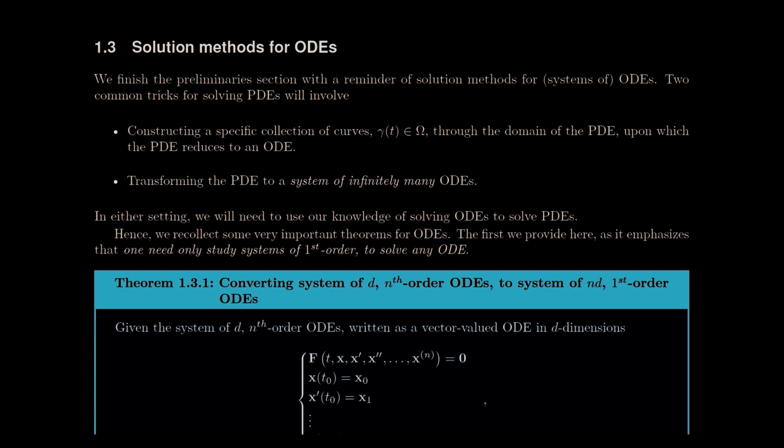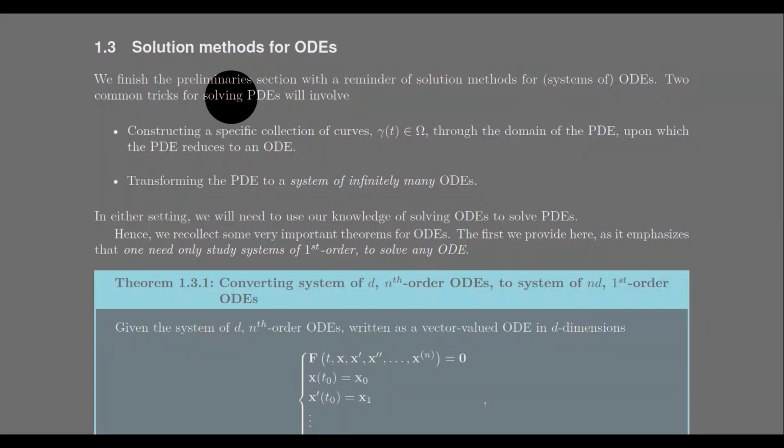Okay, so why are we covering this? Well, it turns out that when we solve PDEs, almost always the way we're going to solve PDEs is by constructing a specific selection of curves through the domain of the PDE upon which the PDE reduces to an ODE. So since this is a curve, it only has one independent variable, right? It's got that t there. It's been parameterized by time. So there's one independent variable. And that independent variable, if I take a derivative in that independent variable, I end up with an ODE.